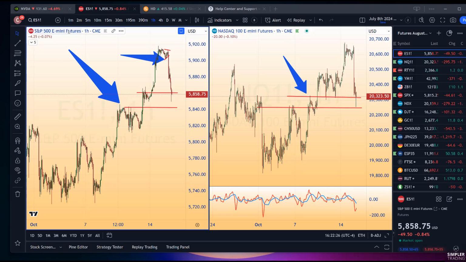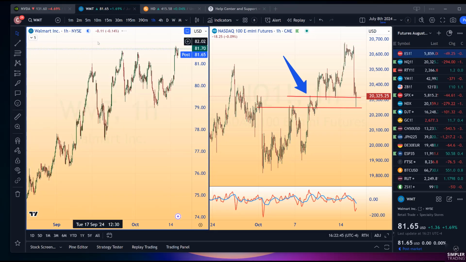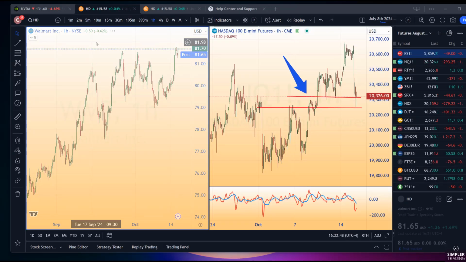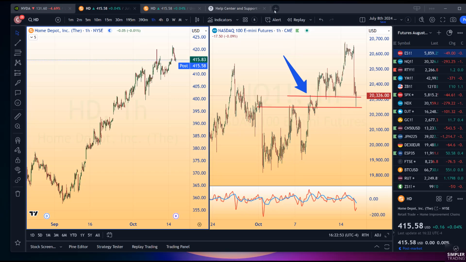Now, many of the times when I've seen the NASDAQ lead to the downside, the ES stocks that have held up go down the following day. So I'm going to be looking at the stocks that have held the whole market up. The retailers, led by the Walmarts, the Home Depots, the Lowe's. I'm looking at those as shorts on rallies. So just keep that in mind.